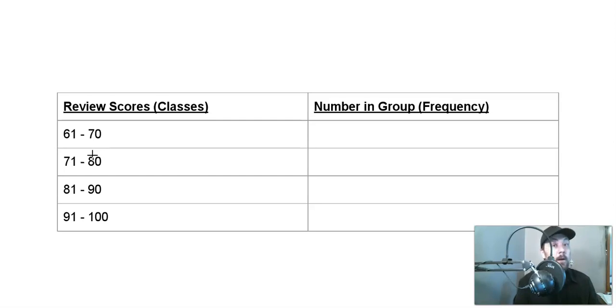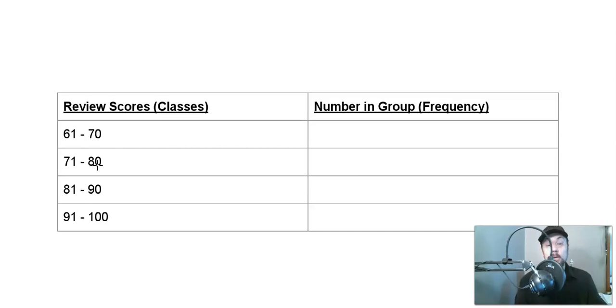Now, if we saw review scores of like 70.5, this would be a problem because 70.5 would fall in a gap. It'd fall in a crack here and would not get counted. And so we'd have to do 61 to 70.9 in order to make sure we got 70.5 counted in one of our groups. So if there's decimals in your data, you're going to need to have decimals in the way you define your groups. All right.